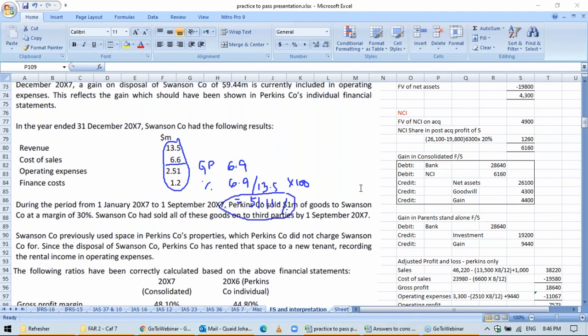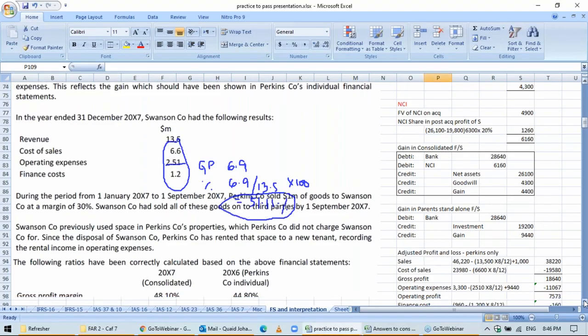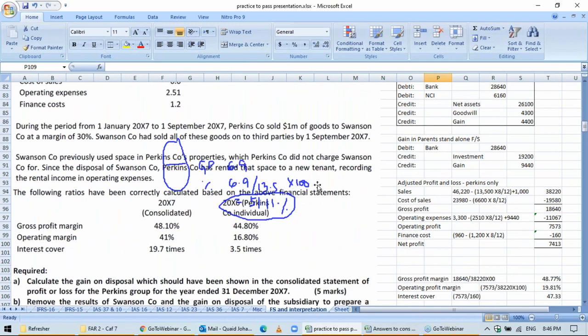And if you note Perkins' own gross profit margin, what is it? Perkins' own gross profit margin is 48.77%. What do you say? Should they have sold this Swanson company, which had a better gross profit margin than Perkins? They shouldn't have. So a question is raised here: they sold a subsidiary whose gross profit margin was better than Perkins itself. They should have retained that company.